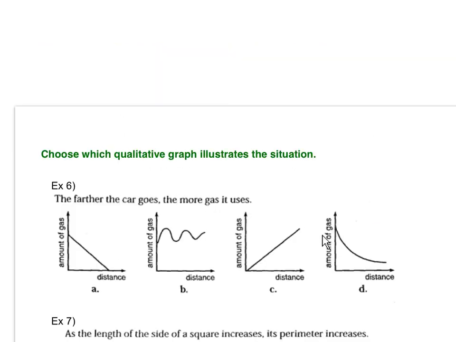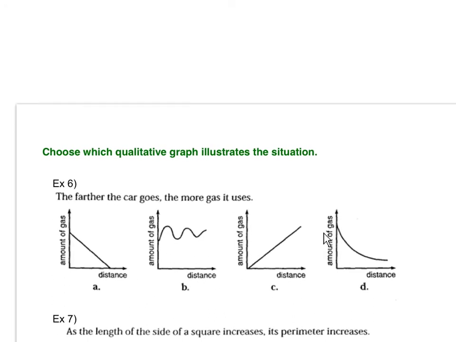All right, so the first example, it says choose which graph illustrates the situation. So what I want you to do is write down example 6 and write down this. The farther the car goes, the more gas it uses. And then we're going to choose one of these and you draw the one that we choose in your notes. Okay, so the farther the car goes, so here we have distance, the farther it goes, the more gas it uses. So here's your amount of gas. So as you go along, you start up here with this gas, but as you're going, you're losing gas. So that could be it.